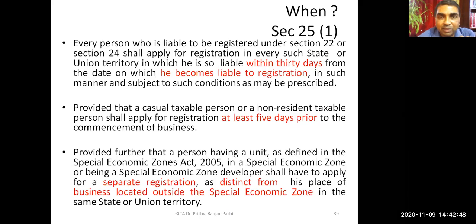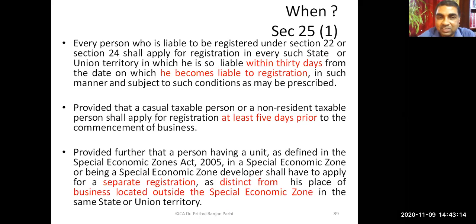First, what is relevant for us to know is that a person liable to register himself must do so within 30 days from the date on which he becomes liable for registration. Suppose somebody's turnover exceeds the limit. Then within 30 days from that day, he is required to get himself registered. So this 30 days is important. You have to remember that.